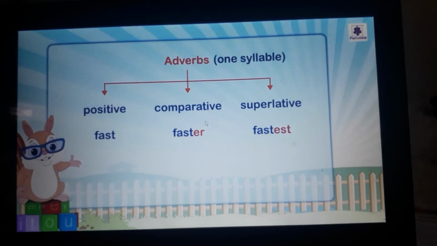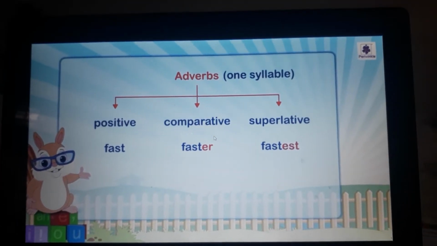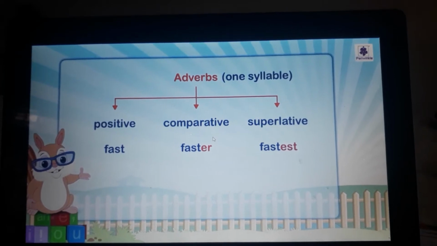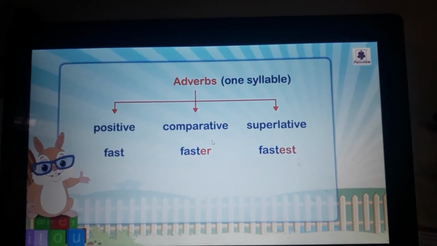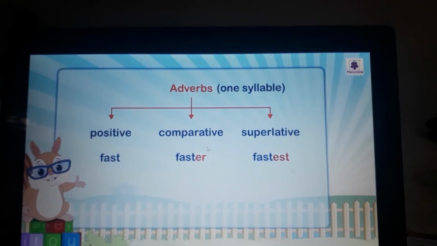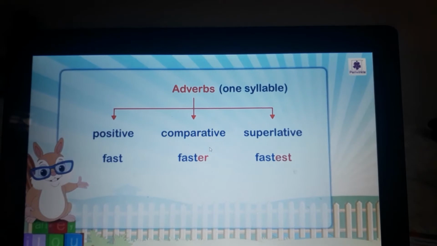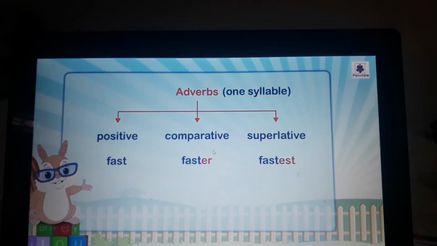For comparing 2 things, we will use only than, T-H-A-N. One is THEN and the other one is THAN. THAN means we are using this for comparison. THEN means this is used for time.